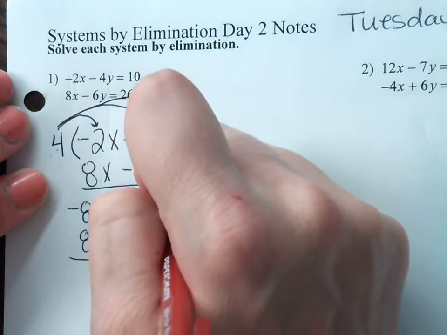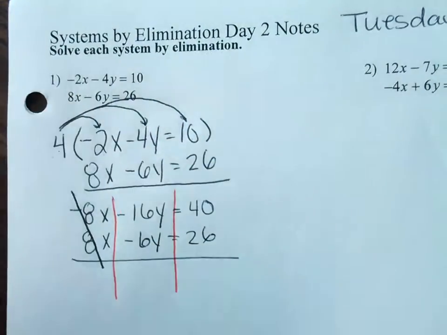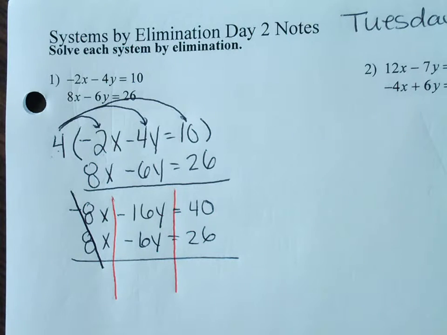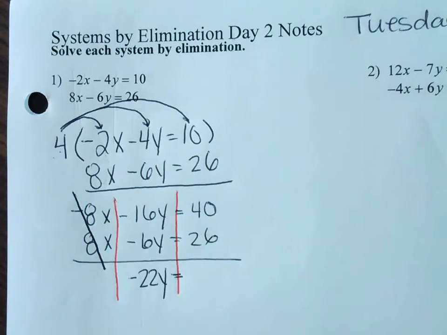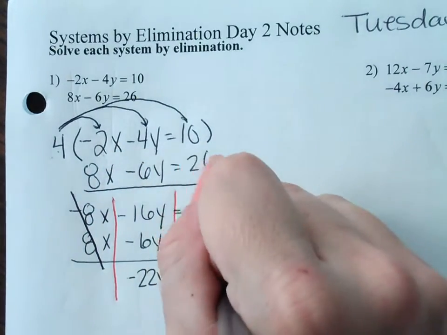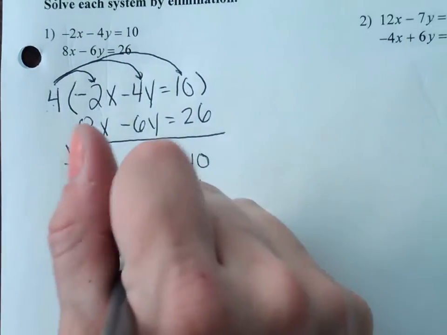Now I'm going to put my columns in. Now we can have our x's cancel. Negative 8x and 8x cancel. That gives me negative 16y and negative 6y. Remember, same sign, add. That gives me negative 22y equals 40 and 26. That gives me 66. Now we solve for y.